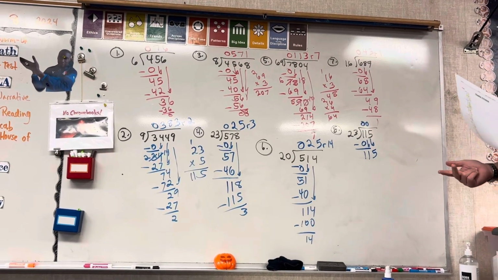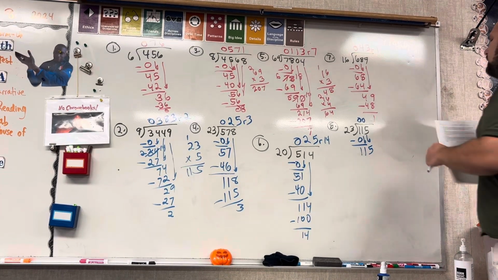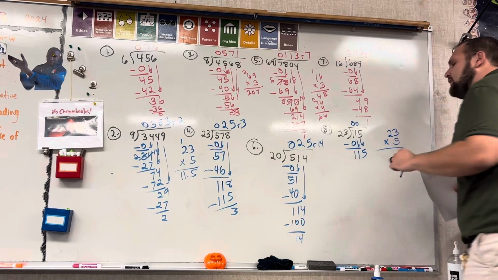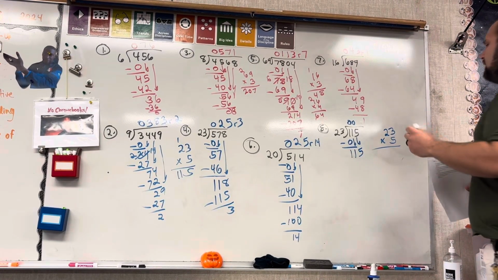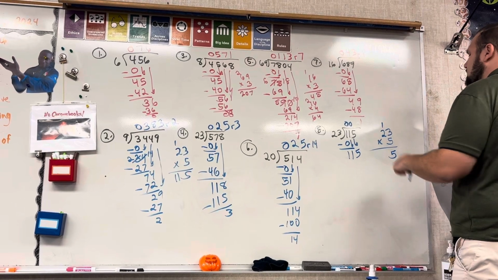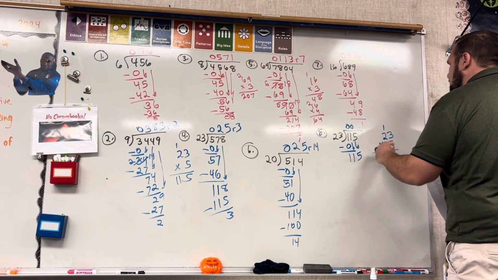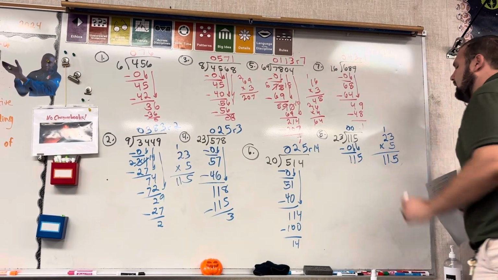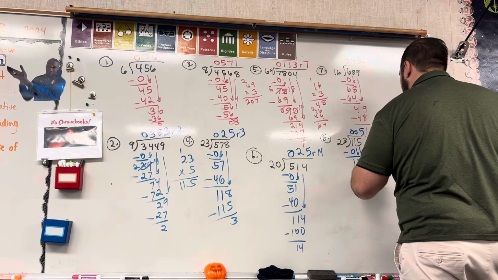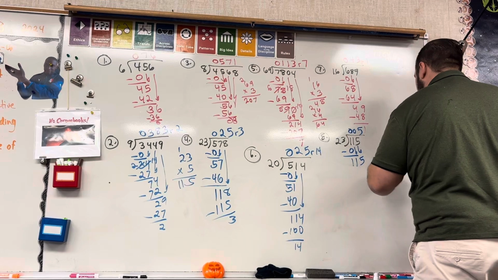I know 23 is close to 20. I'm going to try 23 times 5. Because 20 times 5 would be 100. 23 times 5 might be close to that. 5 times 3 is 15. Carry the 1. 5 times 2 is 10. Plus that 1 is 11. And look at that. 115 right on the money. Everyone's getting 5 tacos. Yay!